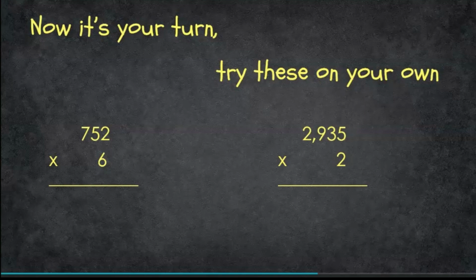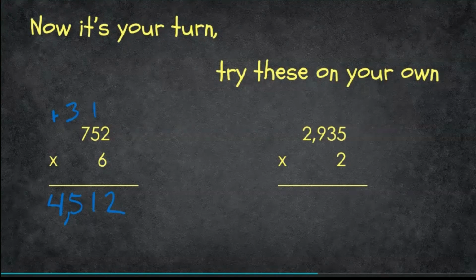All right, Manta Rays, how do you think you did? Let's check out this first one. So again, the first step, ones to ones. 6 times 2 is 12. 6 times 5 is 30 plus 1. That gives me 31. And then lastly, 7 times 6, which is 42, plus that 3 is going to give me 45. So your answer to that first multiplication problem, 4,512.